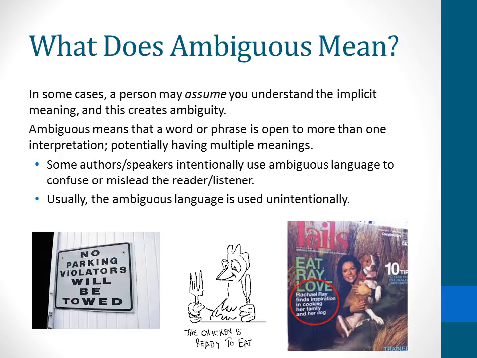Finally, on the right-hand side is a magazine cover where Rachel Ray, who's on the Food Network, finds inspiration in cooking her family and her dog, meaning, is she cooking her family and her dog, or is she cooking for her family and her dog? These are accidental ambiguities, and unless you have a serious concern that Rachel Ray is a cannibal or enjoys dog meat, most of us assume we know what they mean.